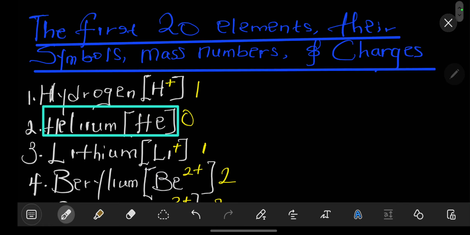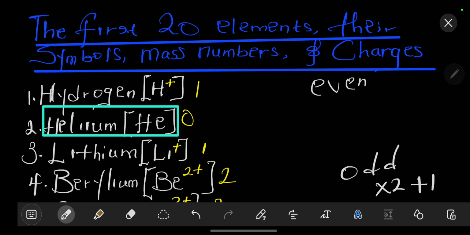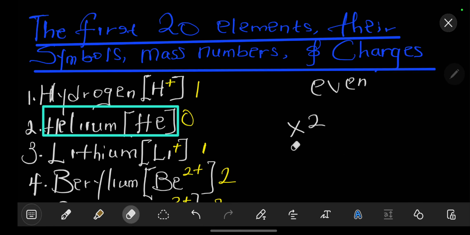If the atomic number is an odd number, then we have to multiply that atomic number by 2 and add 1. I repeat, if the atomic number in question is an odd number, all we've got to do is to multiply that atomic number by 2 and add 1. But if the atomic number in question is an even number, we have to multiply by 2 with no inclusion of 1. So it means for even we don't add 1, for odd we add 1. Now let's practicalize what I just said.